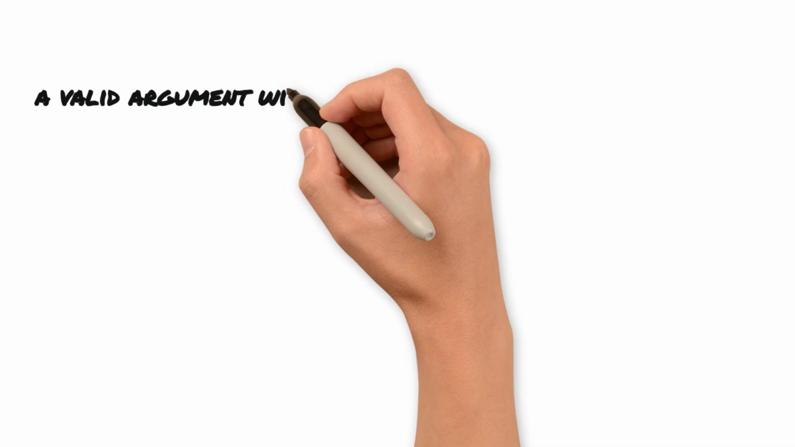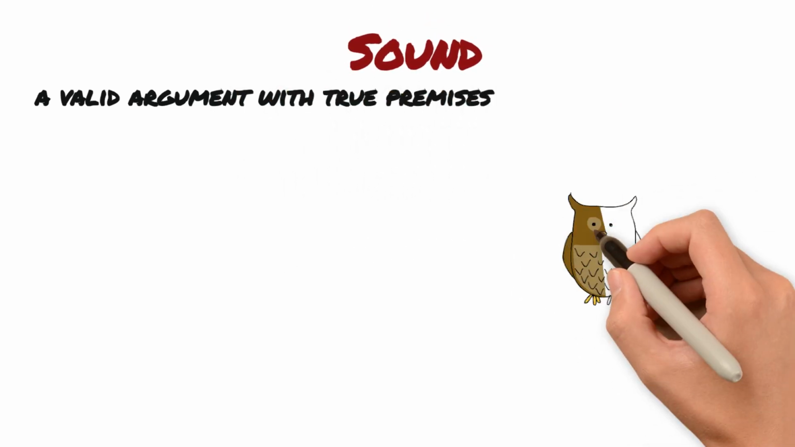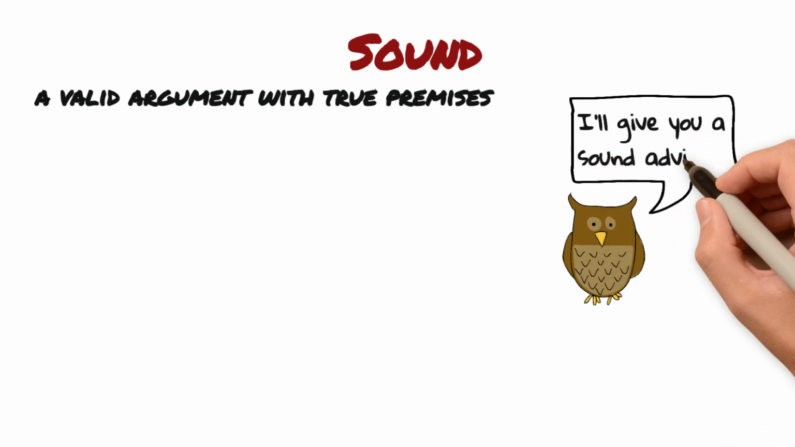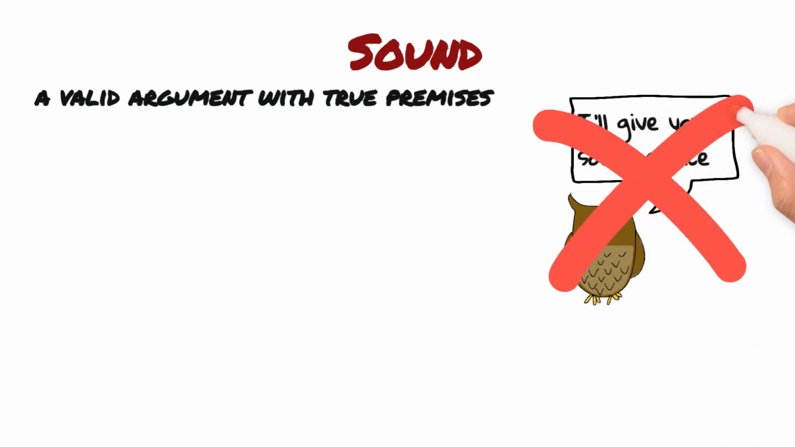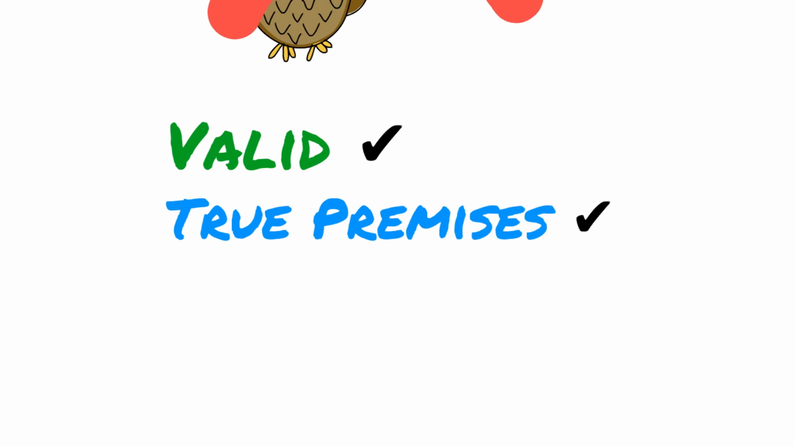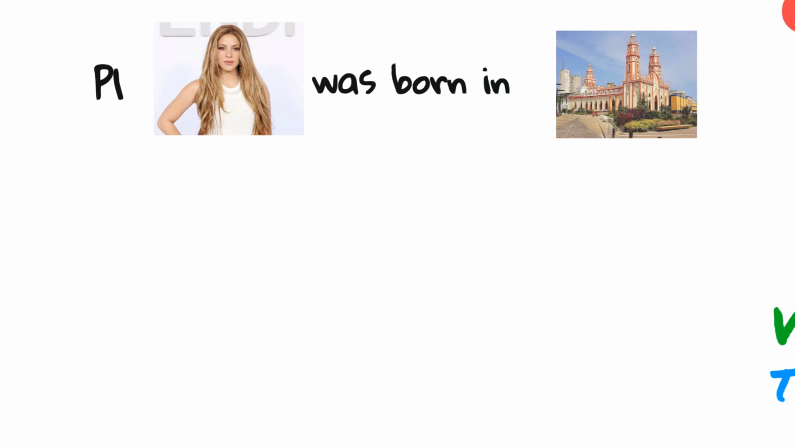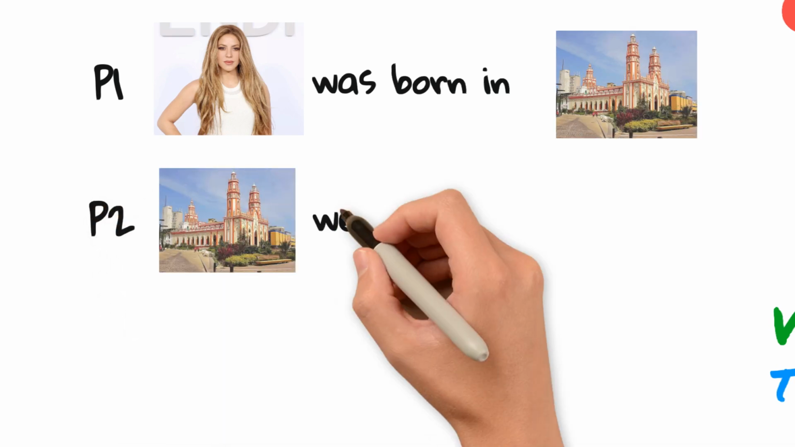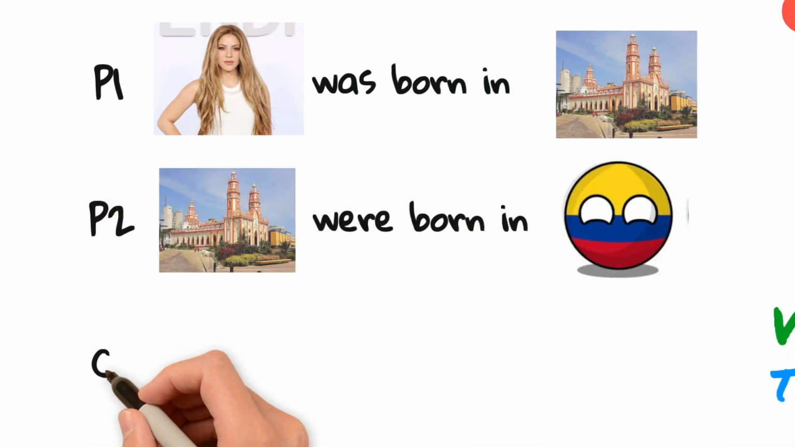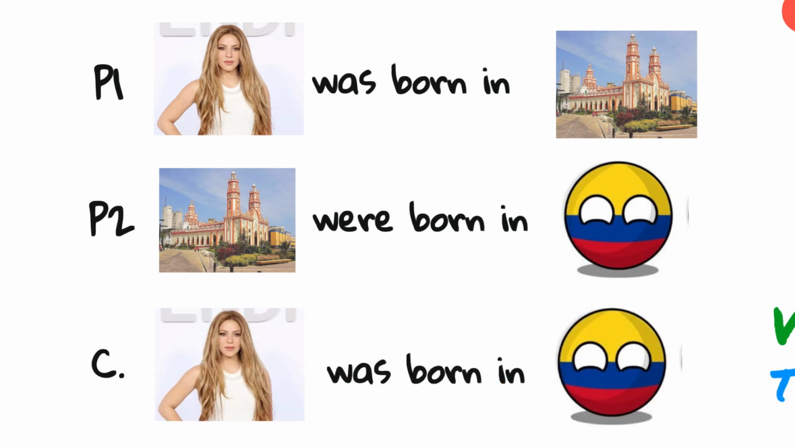When a deductive argument is valid and its premises are true, we say that the argument is sound. As happens with the word valid, the word sound has a meaning in everyday life. But when we call an argument sound in this context, we mean the very specific thing that the argument is valid and its premises are true. Here is an example of a sound argument. Premise 1, Shakira was born in Barranquilla. Premise 2, all people who are born in Barranquilla are born in Colombia. Conclusion, therefore, Shakira was born in Colombia.